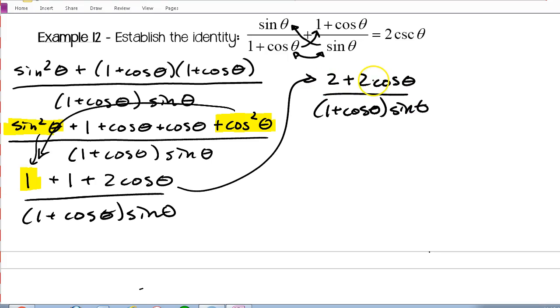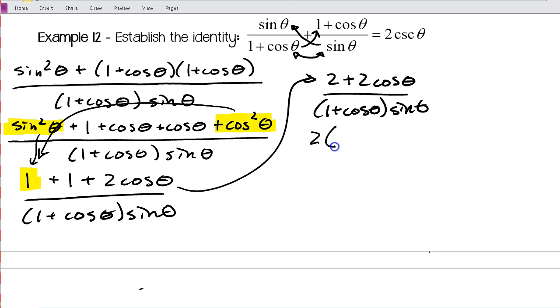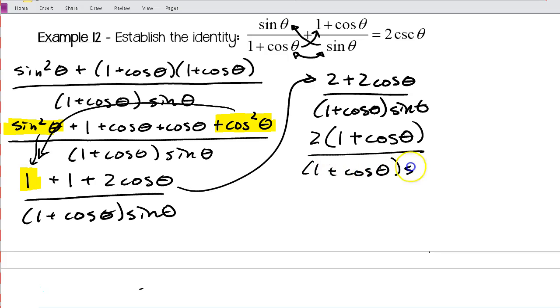And each of my terms in the numerator has a 2 in common, so I'm going to factor that out. So I have 2 times 1 plus cosine theta. If you're not sure you factored it right, go ahead and redistribute to make sure you got the step before, which we will. And here's my denominator again. So it looks like it was a good thing that we didn't distribute that on the bottom, because I see that these cancel out now. So I get 2 over sine theta.